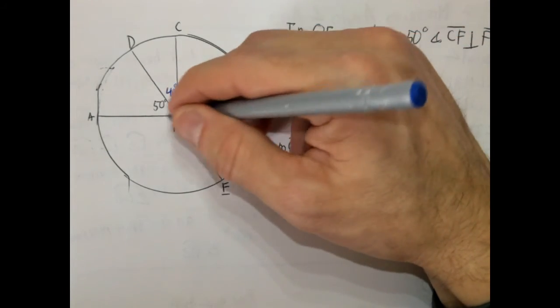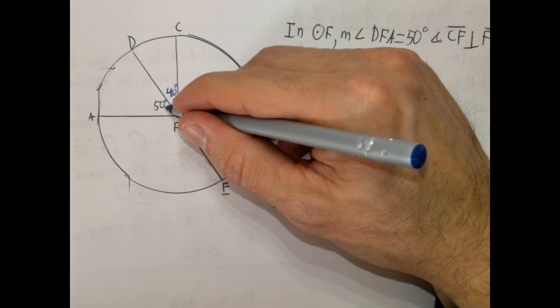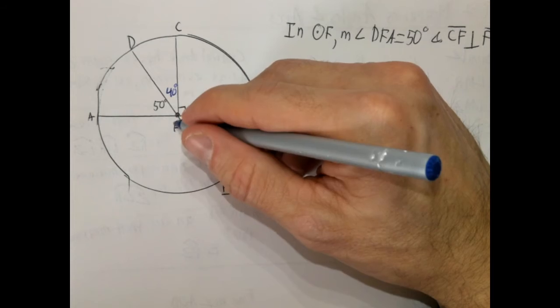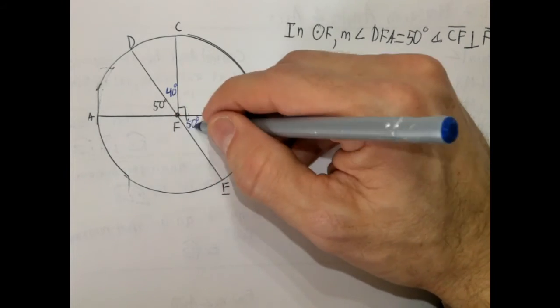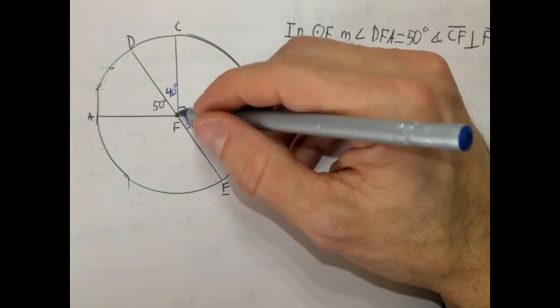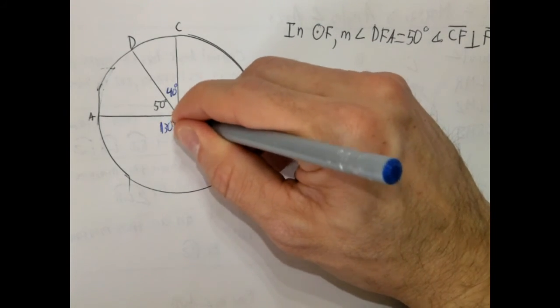These angles are vertical. They're formed by two intersecting line segments. Therefore, this angle would be congruent to that angle. So therefore, this is 50 degrees. Now this angle here, we know that these two are supplementary. That means these have to add up to 180 degrees because this is a semicircle. So 180 minus 50 is 130. So those are all the angles we need.